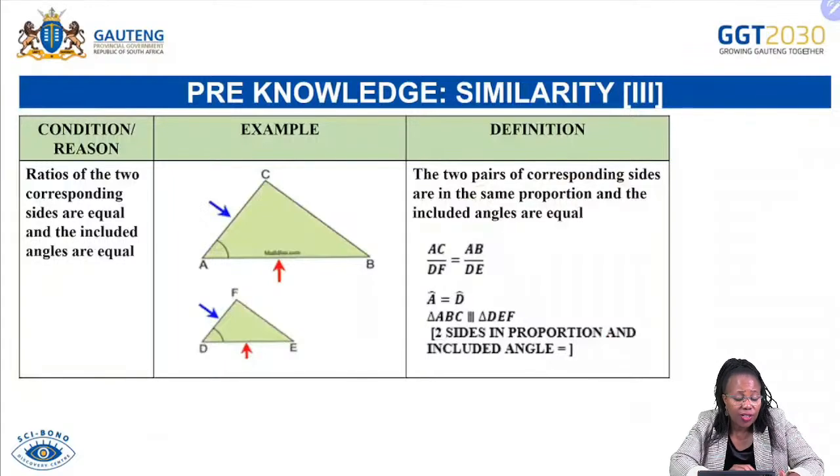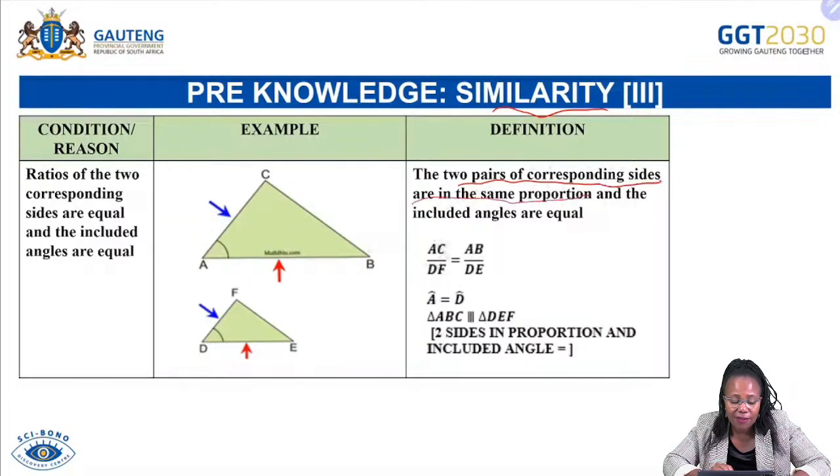The condition is that the ratios of two corresponding sides are equal, and the included angle. In this case, we are checking the ratio of only two sides, and then the angle included between those two sides which are in proportion. Only then can you conclude they are similar. That is the third condition of similarity. The two pairs of corresponding sides are in the same proportion.